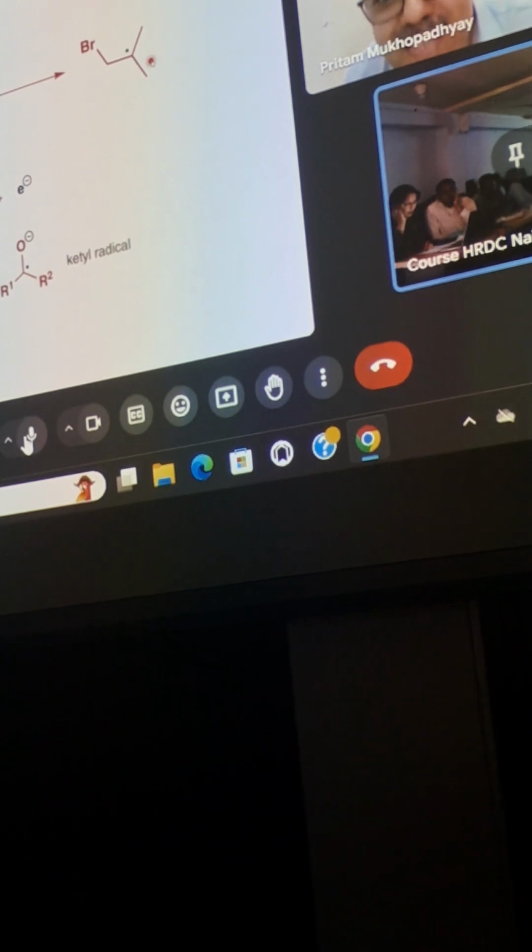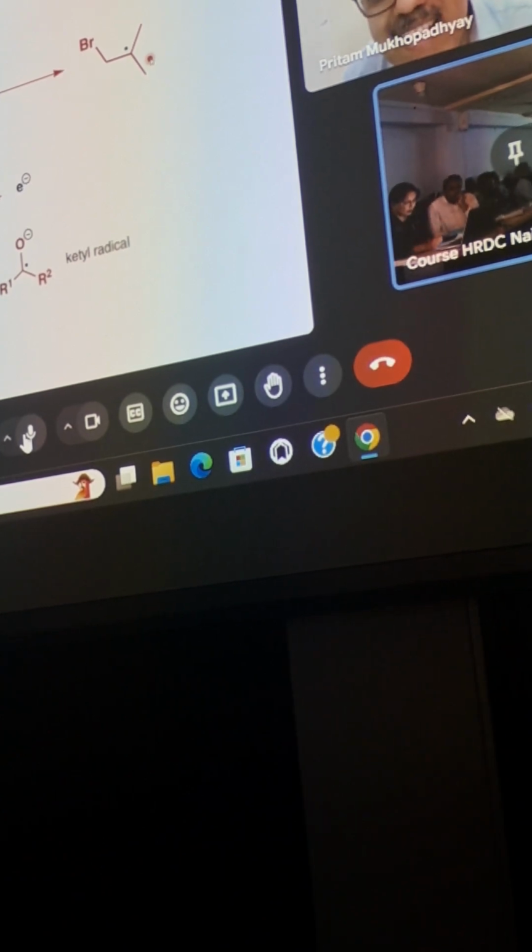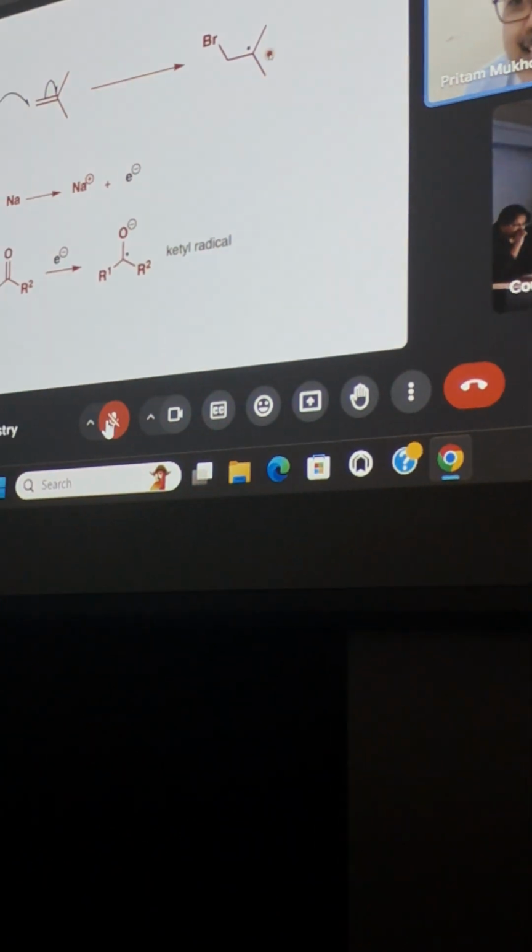Okay, this is stability. Due to stability. No, it's a tertiary radical. Exactly. Very nice. Very nice. So it's a tertiary radical.